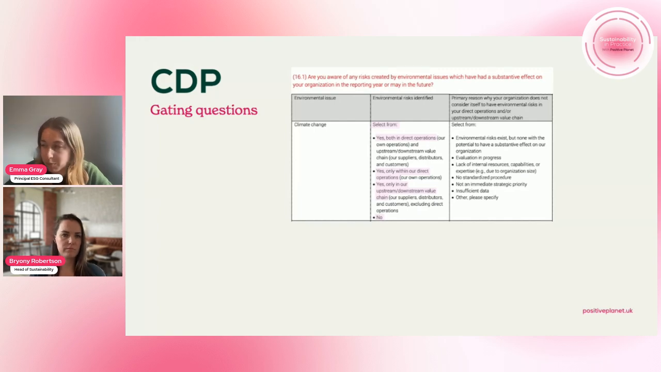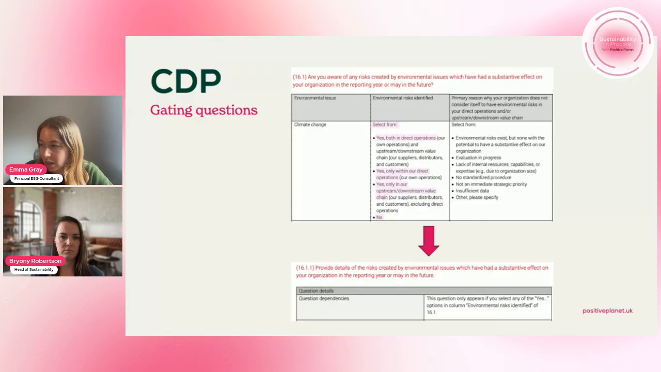For example, one of the questions I've pulled out here is asking about risk created by environmental issues. If you answer yes to this, you will then move on. The question moves from number 16.1 to 16.11, and you can go into more detail about what those risks are. If you answer no, the questionnaire would then simply filter you through to 16.2 instead. The more detail that you go into and the more questions that you can open up, it gives you more opportunities to score more points.